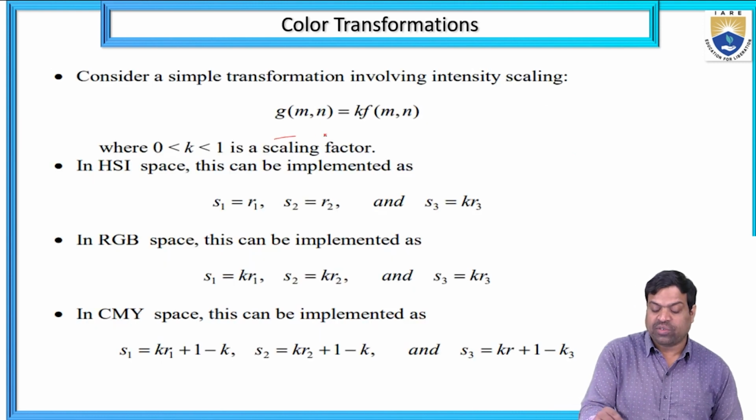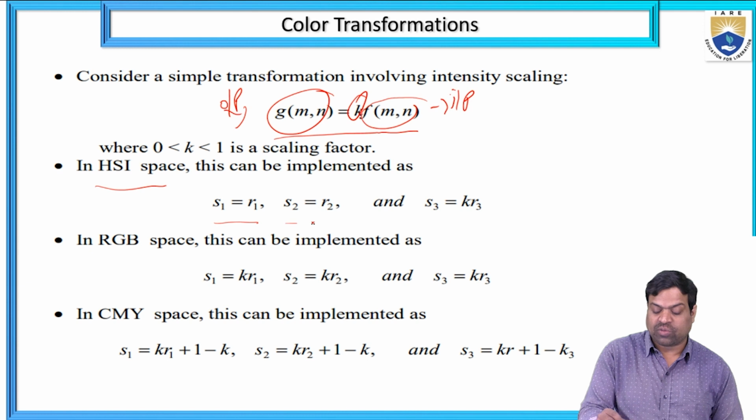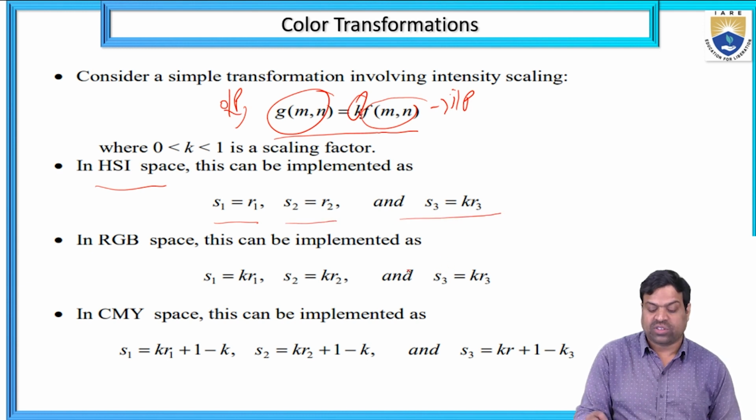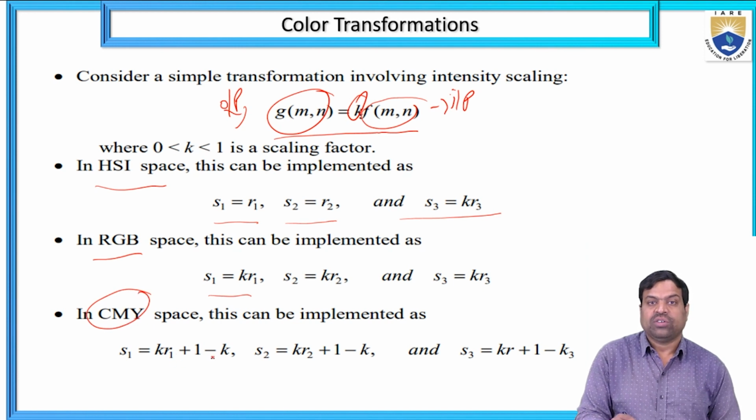Consider g of m comma n equal to k into f of m comma n. Here g of m comma n is the output function, f is the input function, and k is the transformation factor. For HSI, S1 equals R1, S2 equals R2, and S3 equals k into R3. For RGB, S1 equals k into R1, S2 equals k into R2, and S3 equals k into R3. For CMY, S1 equals k into R1 plus 1 minus k, S2 equals k into R2 plus 1 minus k, and S3 equals k into R3 plus 1 minus k.